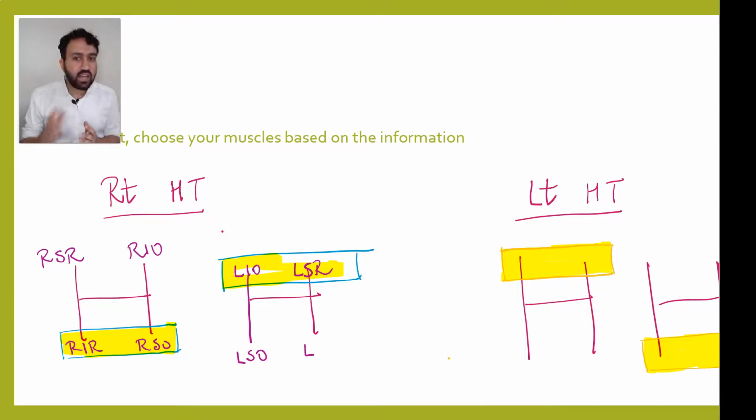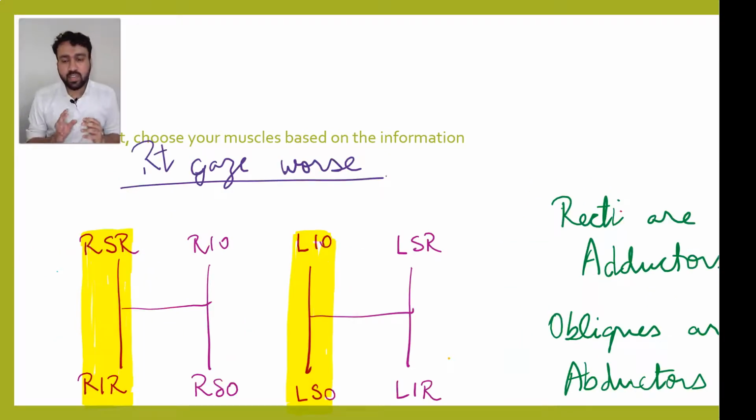So in this case, for right hypertropia, it's going to be right inferior rectus or right superior oblique, or in the case of the left eye, left inferior oblique or left superior rectus. Go ahead and think for yourself. If it's a left hypertropia, what elevators and what depressors are affected, and you'll be able to highlight the correct muscle groups. Now the next step is to take into account in which gaze the hypertropia or the diplopia is worse, correct? So let's take the example of the right gaze.